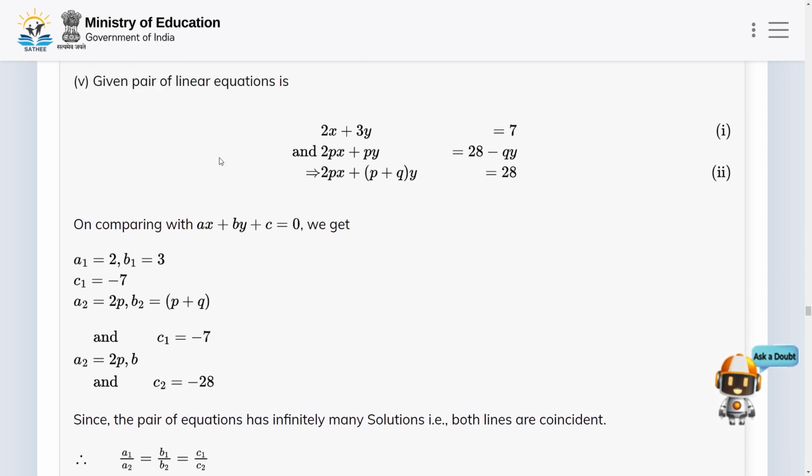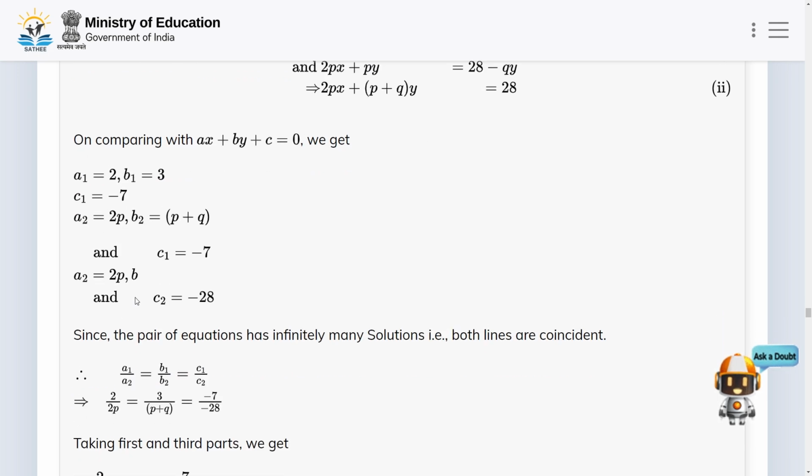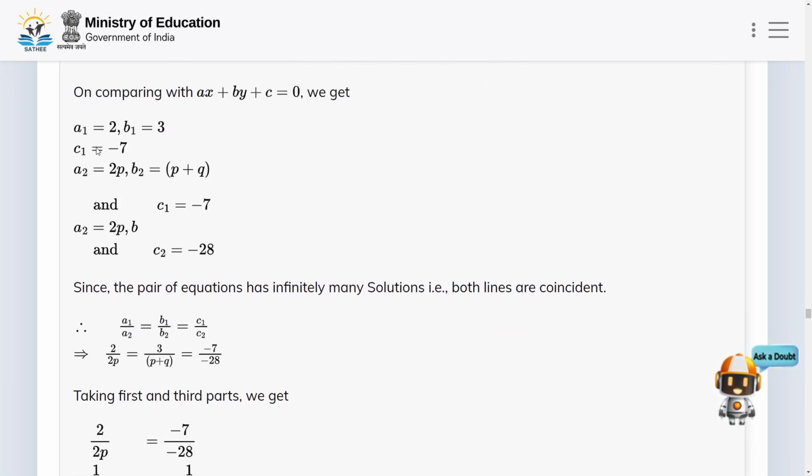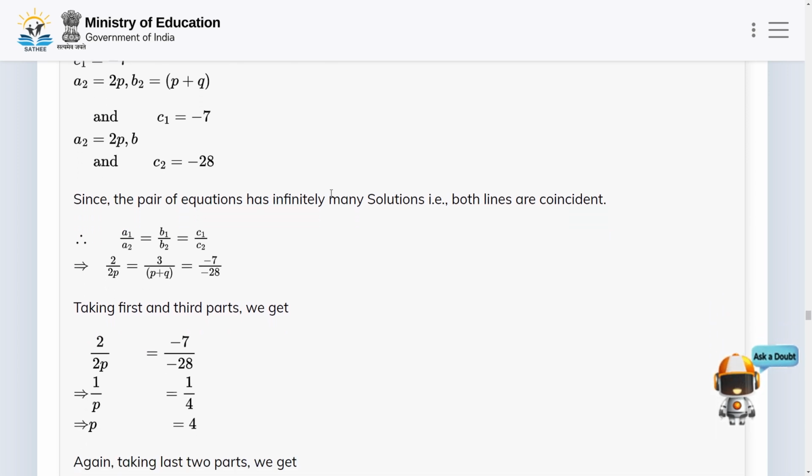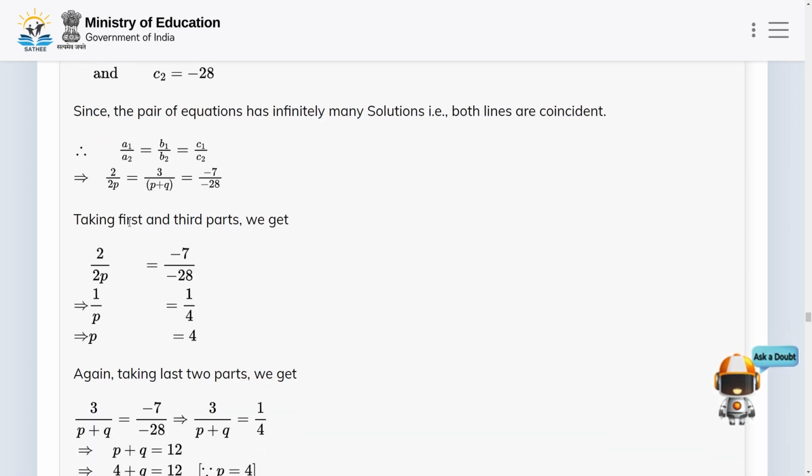So in the fifth one, we have to find the values of p and q. So we have the given pair of linear equations, and when comparing, we get the values of a1, b1, c1, and a2, b2, c2. And since the pair of linear equations has infinitely many solutions, that is both lines are coincident, a1/a2 = b1/b2 = c1/c2, and it implies 2/2p = 3/(p+q) = -7/-28. Now taking the first and third first, we get 2/2p = -7/-28, and it implies p = 4.